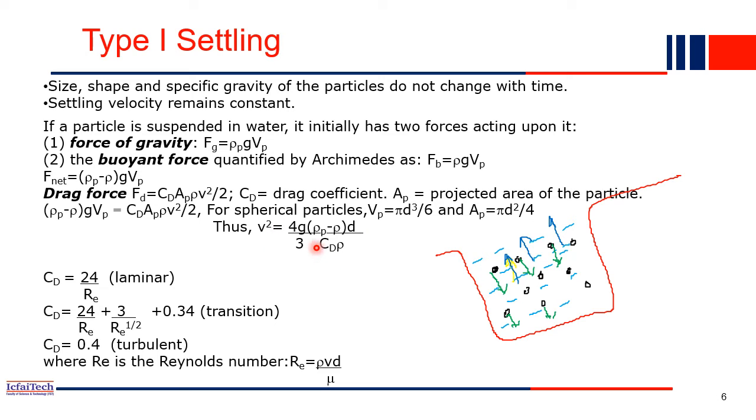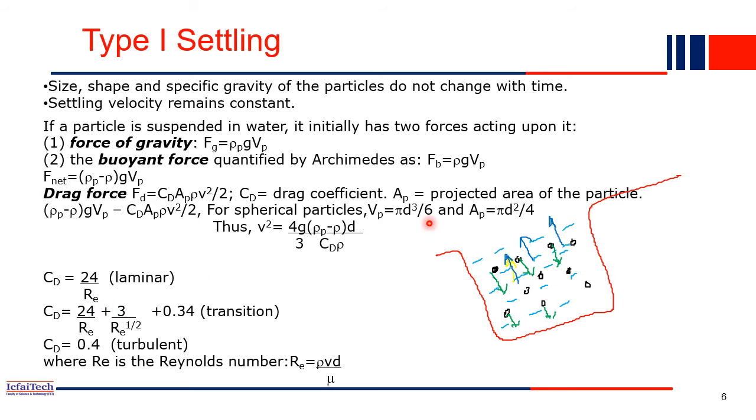Now here you have seen the CD. CD is the drag coefficient, and the drag coefficient also changes depending on the flow of the water. In fluid mechanics you have studied this. There are three types of flows, right? Laminar flow, transitional flow, and turbulent flow. So how can we determine it? Using the Reynolds number, we call it RE, right?